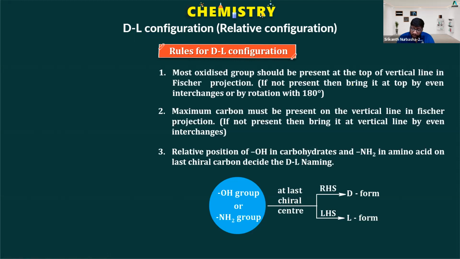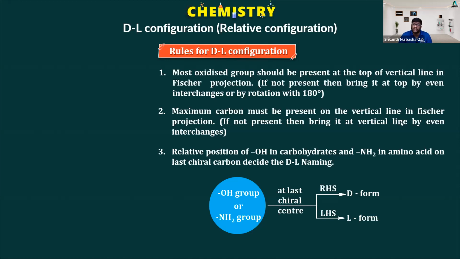If not present, then bring it to the top by an even number of exchanges or by rotation by 180 degrees. The most oxidized group, like COH or CHO, whatever the most oxidized group we have, that should be at the top. Maximum number of carbon atoms must be present on the vertical line in the Fischer projection. If not present, then bring it to the vertical position by an even number of exchanges, so that the configuration is not changed.